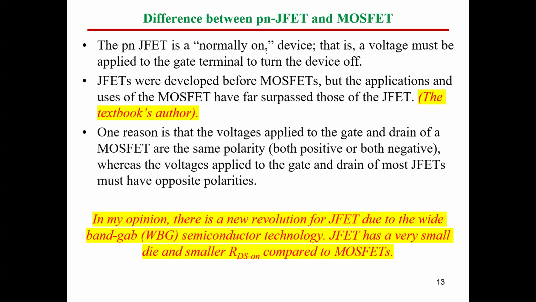So the channel can flow current once you have a drain to source voltage. The device is a normally on device, that is, a voltage must be applied to the gate terminal to turn the device off. So it's the opposite to what we have in other switches like the MOSFET. In a MOSFET, you need to apply a pulse or a voltage between gate and source in order to turn on. Here, we apply a certain voltage in order to turn off. Okay, nice. So this is a normally on device.